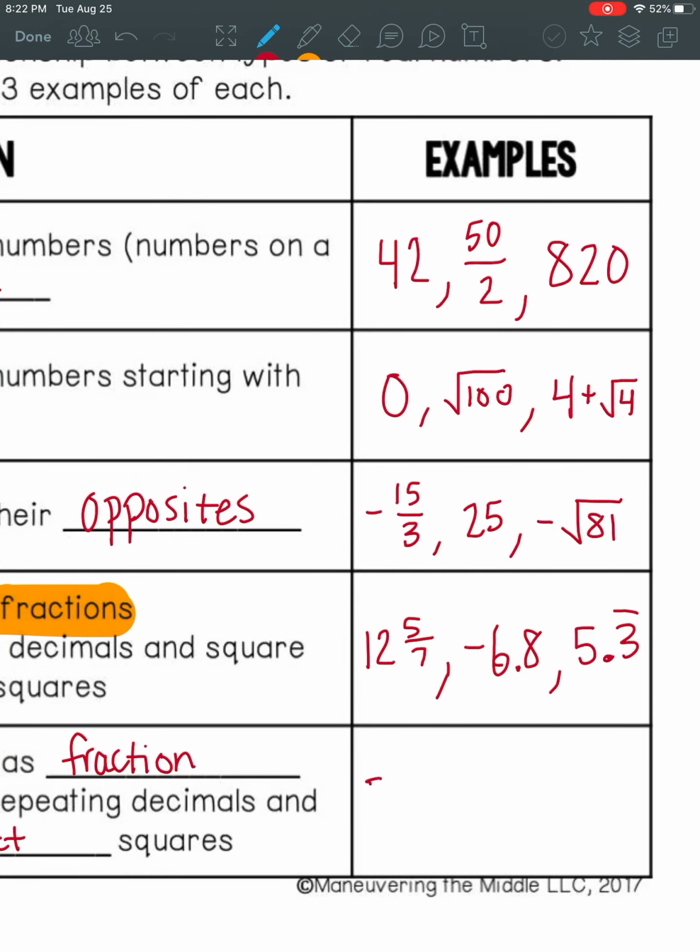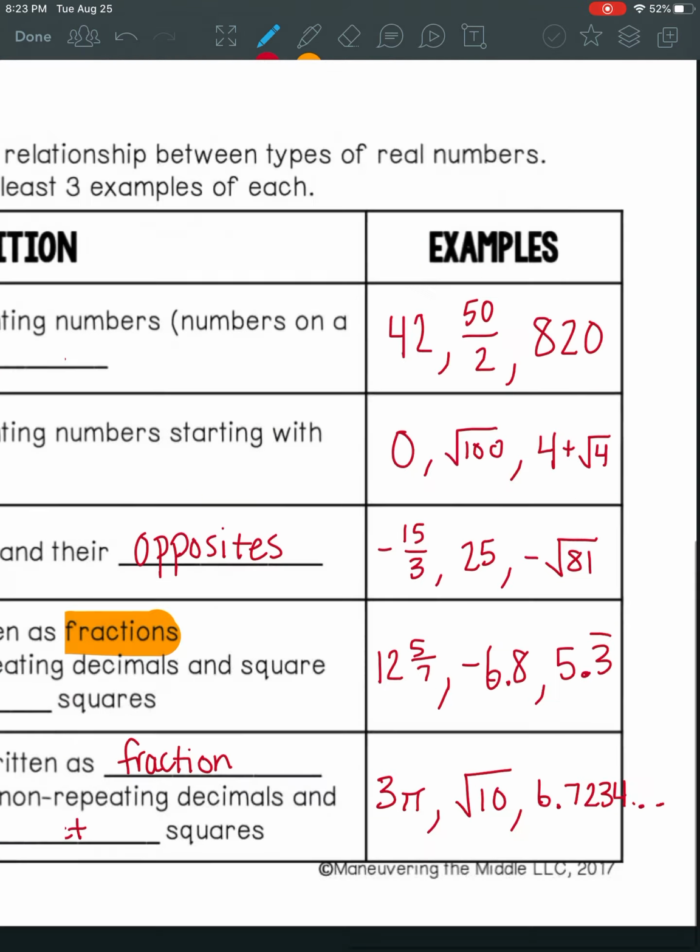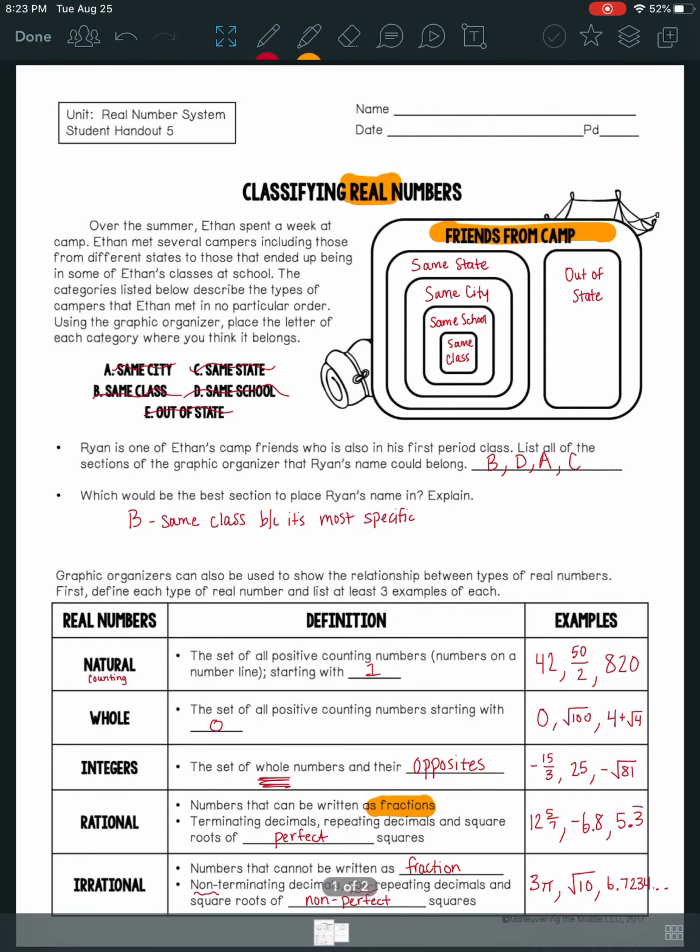Okay, so let's look at an example. One of the most common examples is pi. Even if we take a number and multiply it by pi, it's still going to be an irrational, so something like 3 times pi. The square root of 10 does not come out to a perfect whole number, so it's irrational. And then let's do a decimal that goes on and on forever, but it does not repeat. And then that is also irrational.